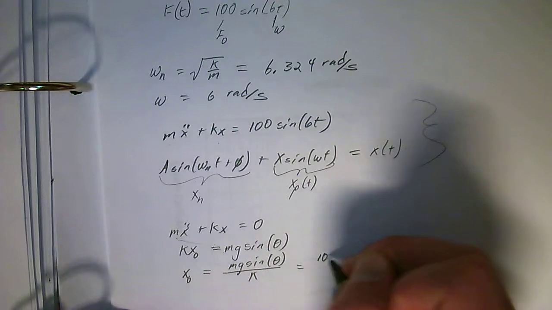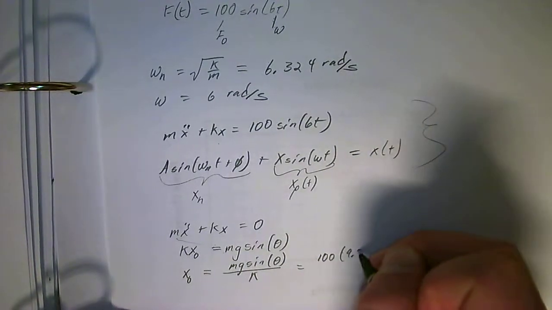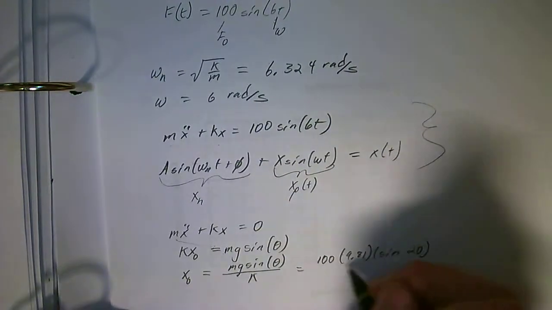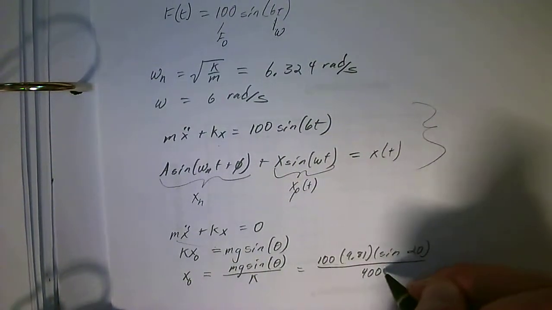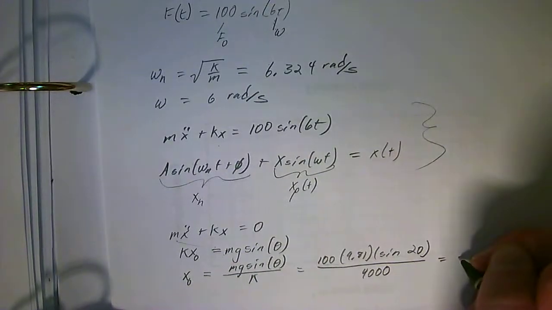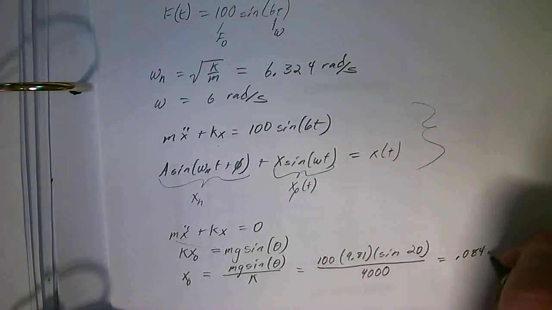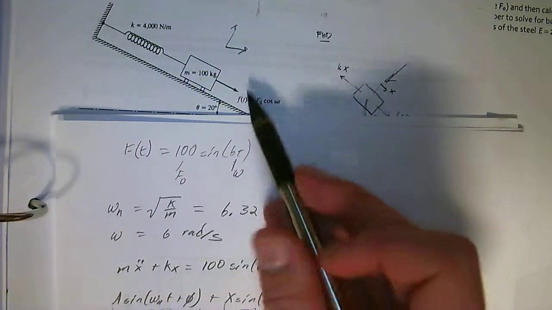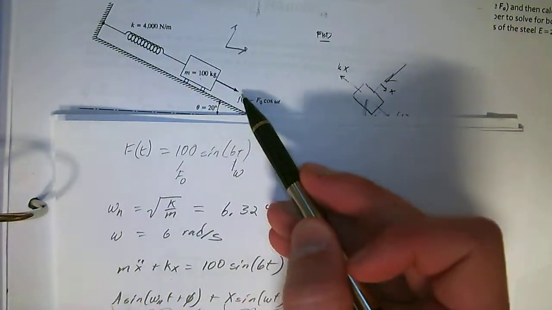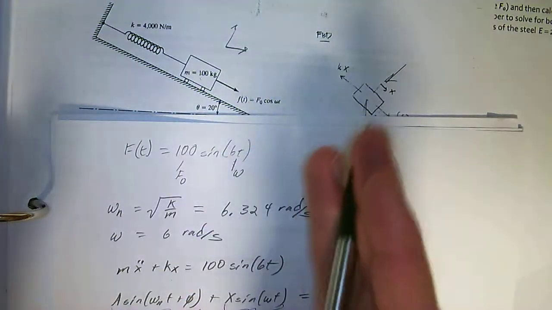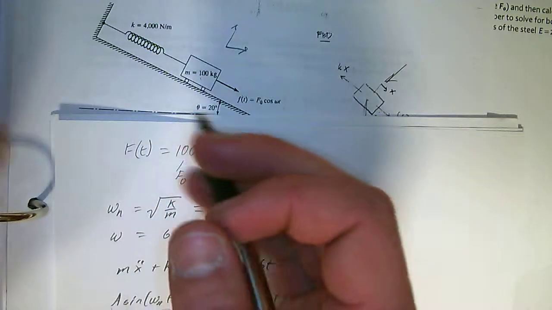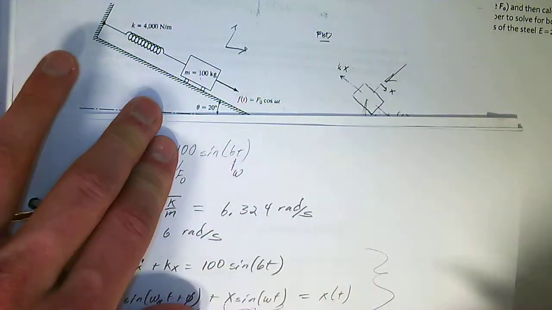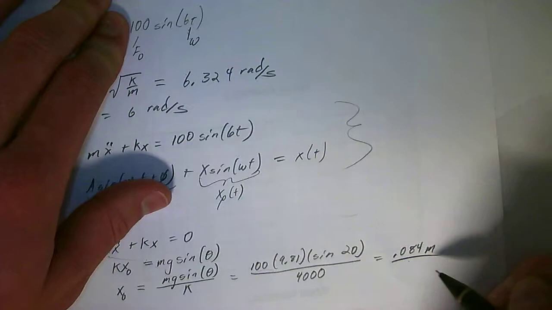And subbing in these values, we have a mass of 100, 9.81, times sine of the angle 20 degrees, all over 4,000, which is k. And this will yield 0.084 meters. This value is how far this block slips down the hill just sitting there. Basically, you hook up the spring and your block and you let go of the block, and the spring extends a little bit and the block slides down 8 centimeters basically.